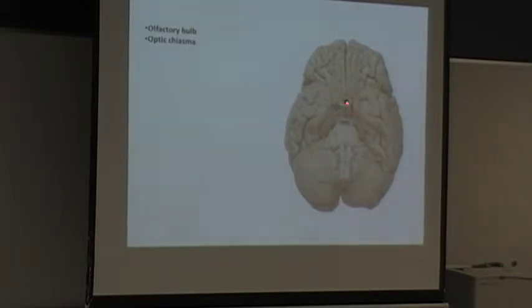Optic chiasma, it's the crossing, so it's the X shape. It's for the optic nerve as it sends signals back into the brain.